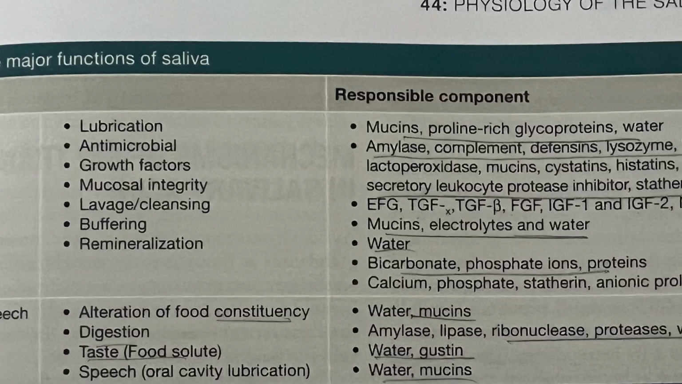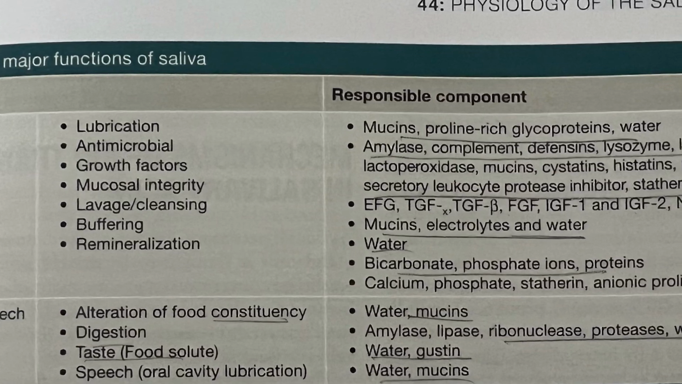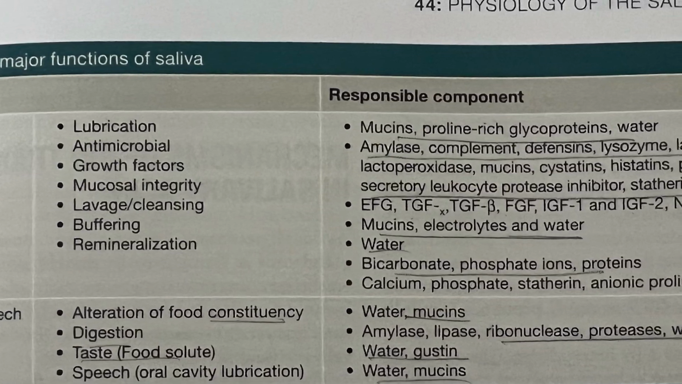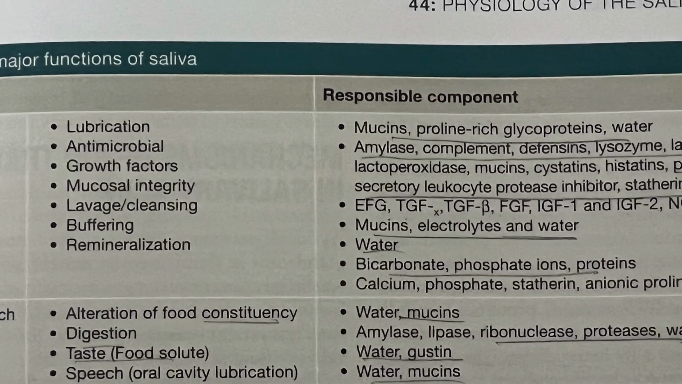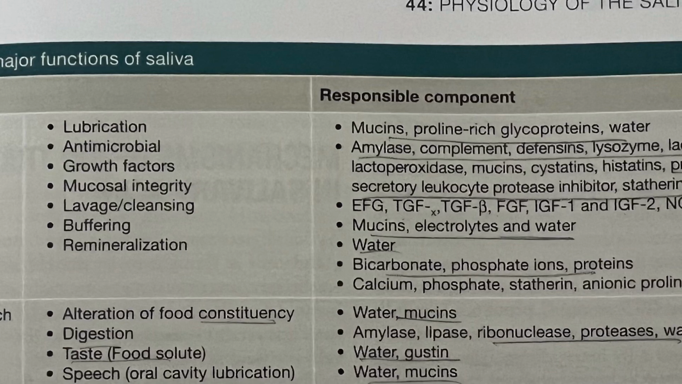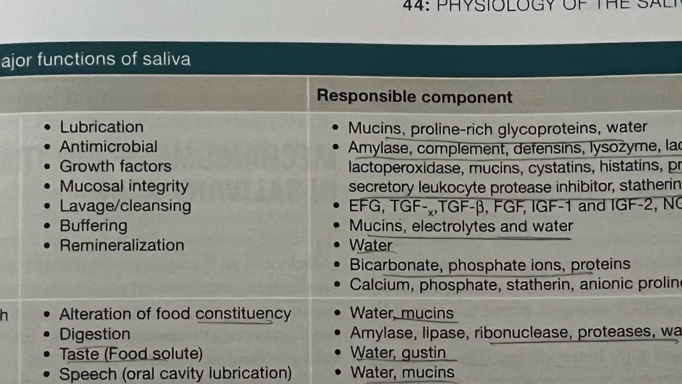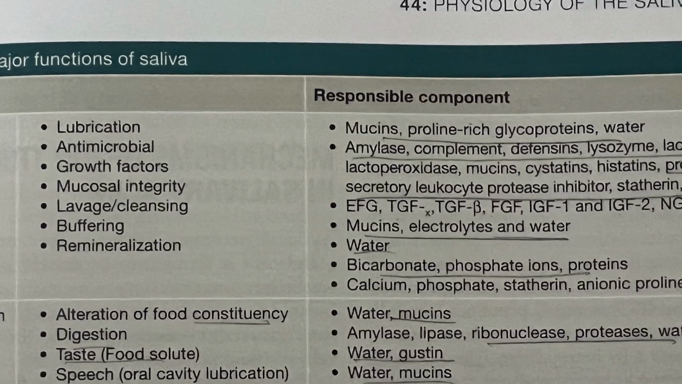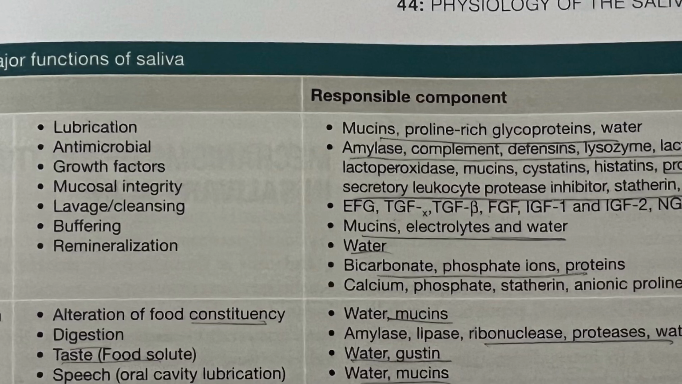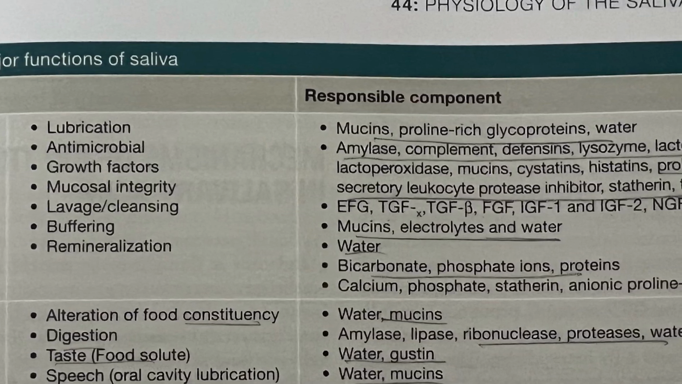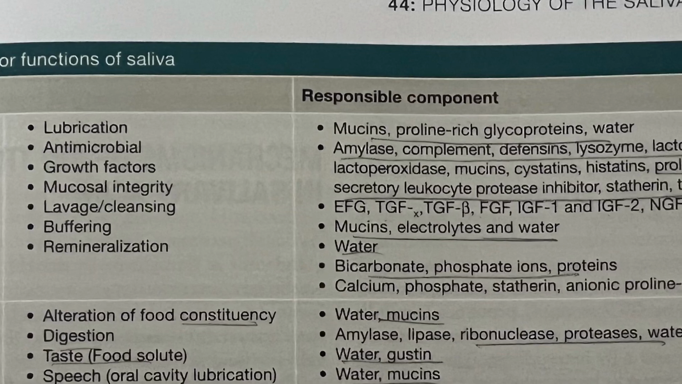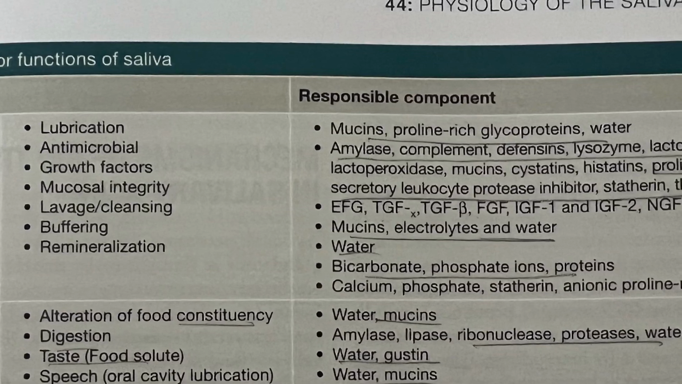Sixth component is anticoagulant. Saliva contains substances that prevent blood from clotting during chewing of the food. Seventh component is buffer. Saliva helps maintain pH in the mouth, preventing tooth decay by neutralizing acid produced by the bacteria. Eighth component is growth factor, which assists the repair of tissue damage.